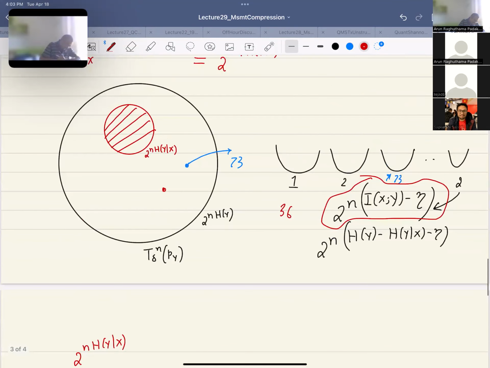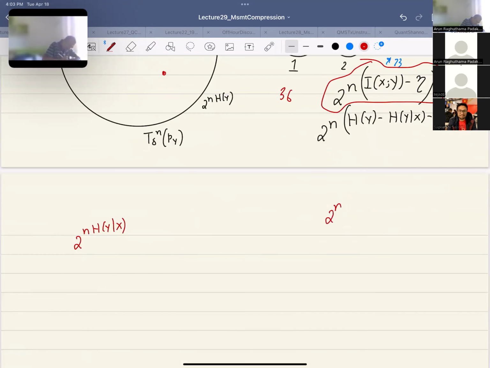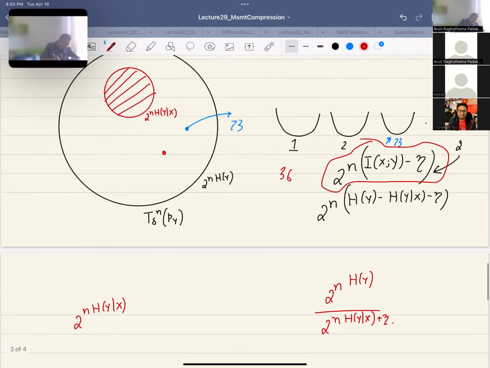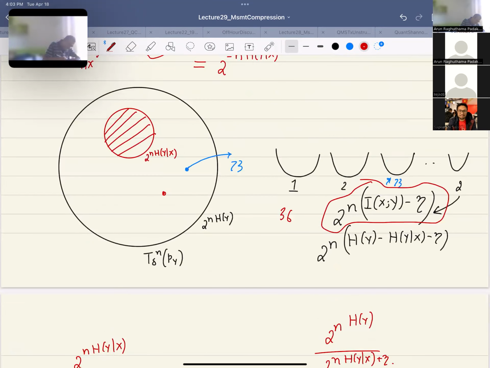I claim that because the number of bins, so I have 2 power n h of y divided by 2 power n h of y given x plus eta. So the number of bins is slightly smaller than the ratio. So every bin is going to be having at least one typical sequence. It is very unlikely that any two of them are going to get together and fall in the same bin, because I'm tending n to infinity.